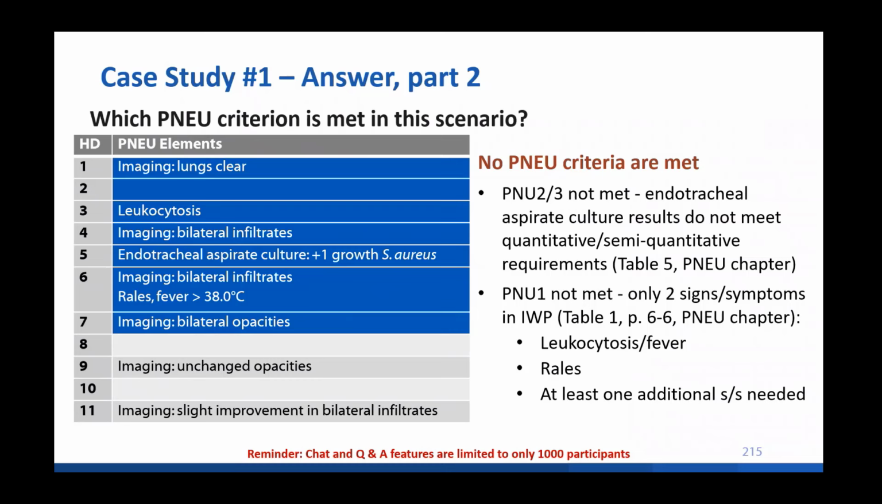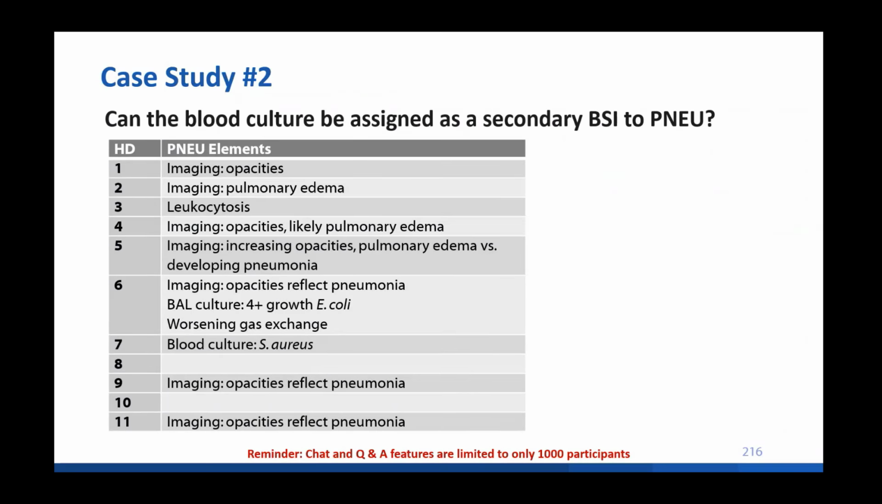All right, let's move on to case study number 2. Can the blood culture be assigned as a secondary BSI to pneumonia in this scenario? Take some time to make your determination, and then we'll discuss.